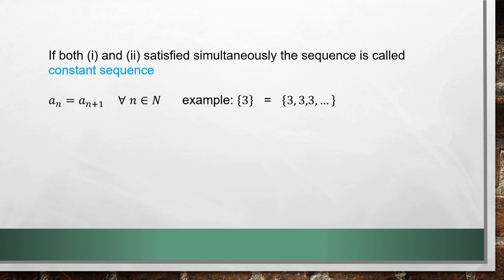If both the first and second conditions are satisfied simultaneously, the sequence is called a constant sequence. That is, a_n is equal to a_(n+1) for all n element of natural numbers. Example, the sequence 3, 3, 3, and so on, means that all the sequence terms are 3.